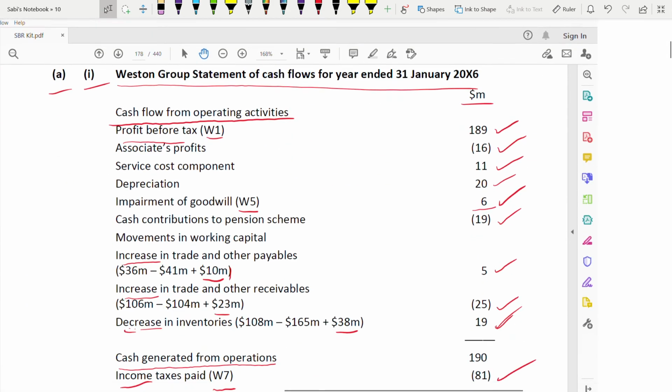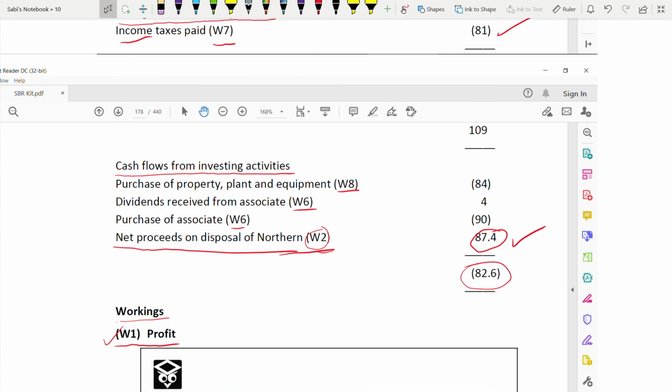see how much I have to go up. So purchase, you have purchased associate of 90 and 10 million. You are receiving 40% of 10 million, the dividend received, and purchase 90 million you have purchased, and finally you are getting it. With this 82.6, stop here. No need to proceed. So we are over with all the workings.